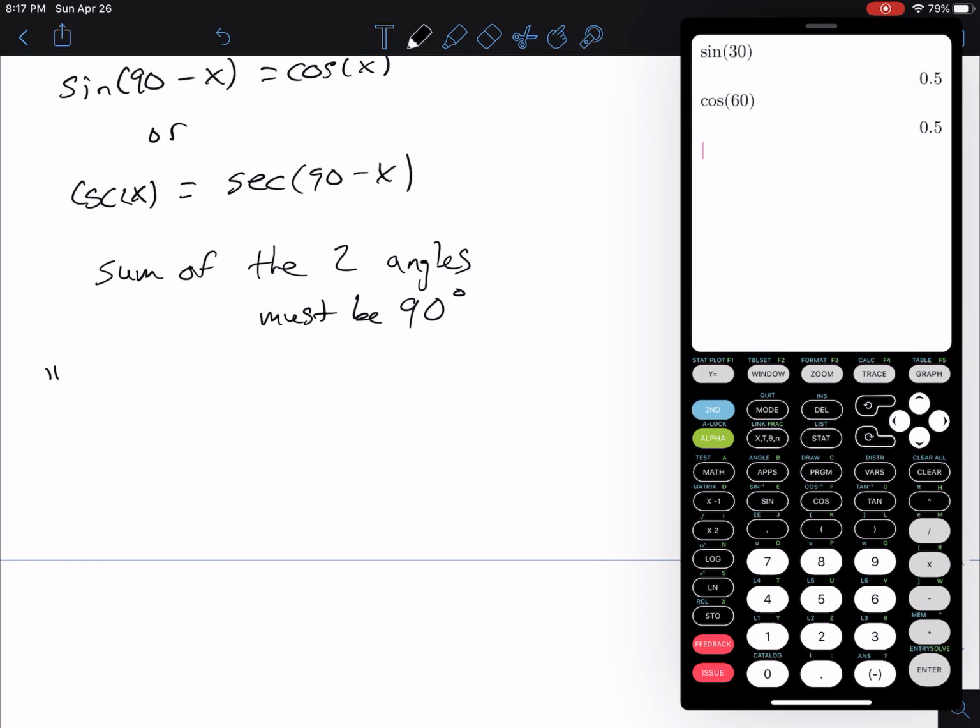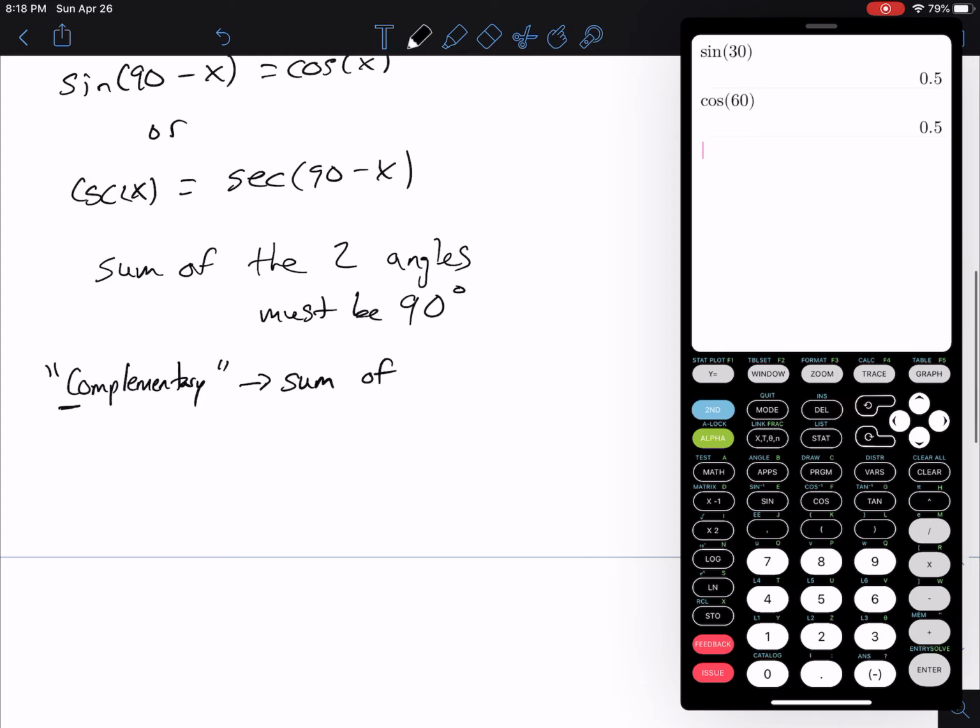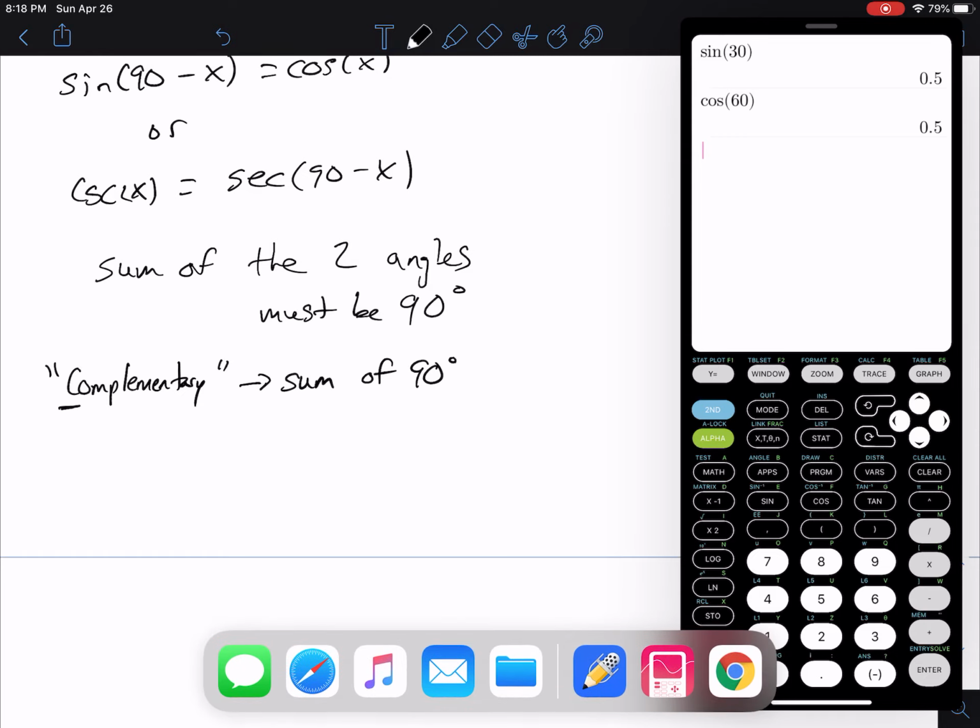If you thought about it, we talked at the beginning of the year, we talked in the middle of the year, about this idea of things being complementary. When things are complementary, they sum to 90 degrees. And that's where the "co" in cofunctions actually comes from, this part of complementary. So let's see what a problem might look like.